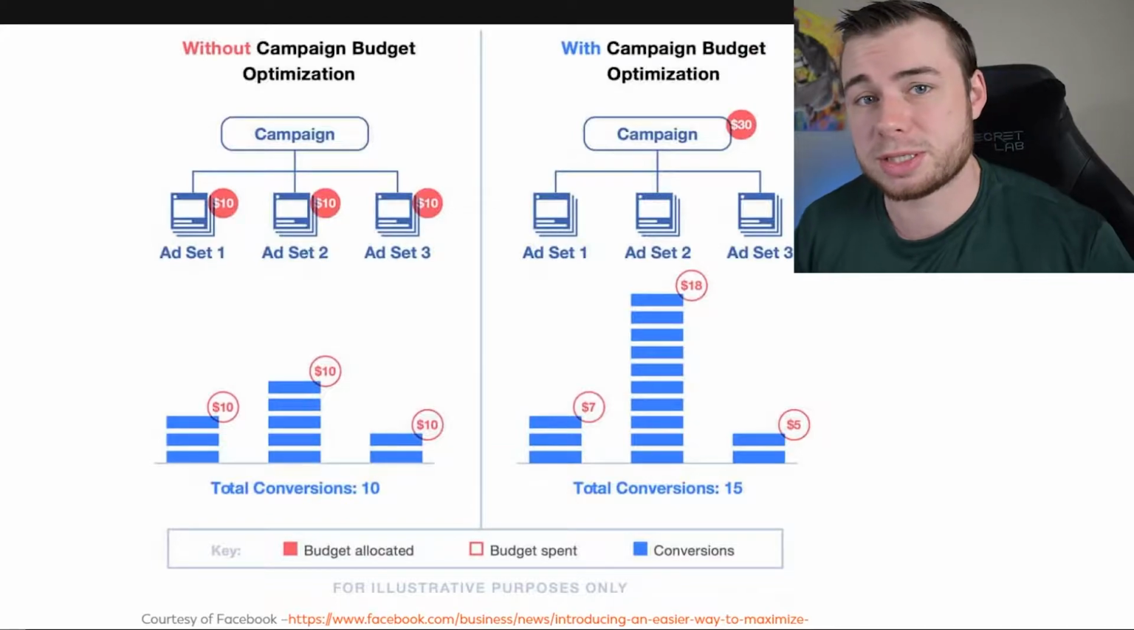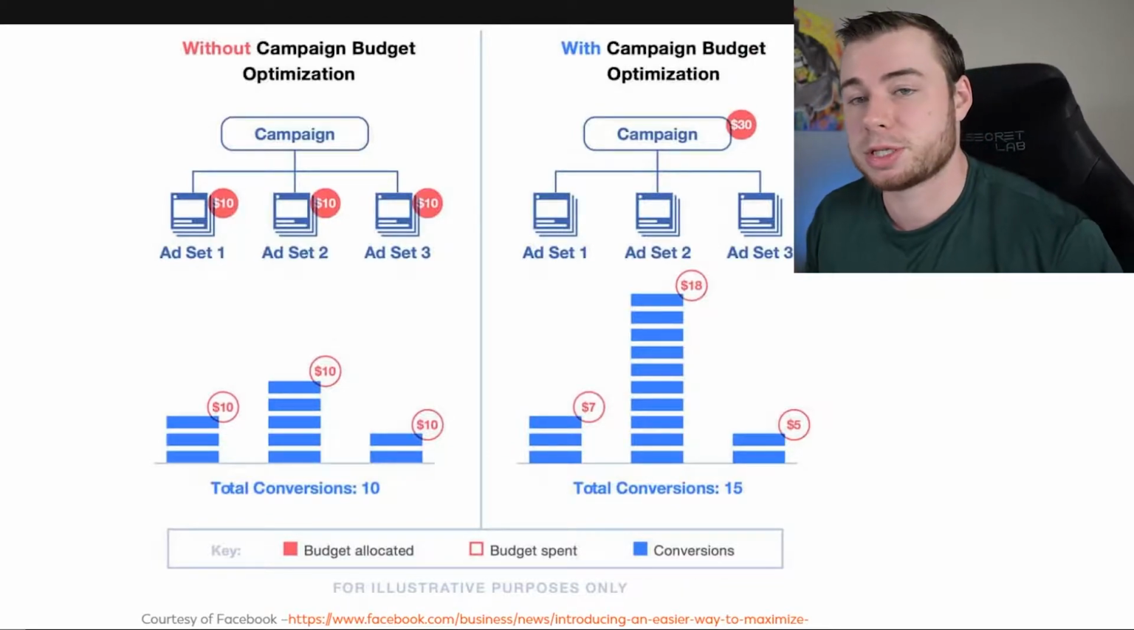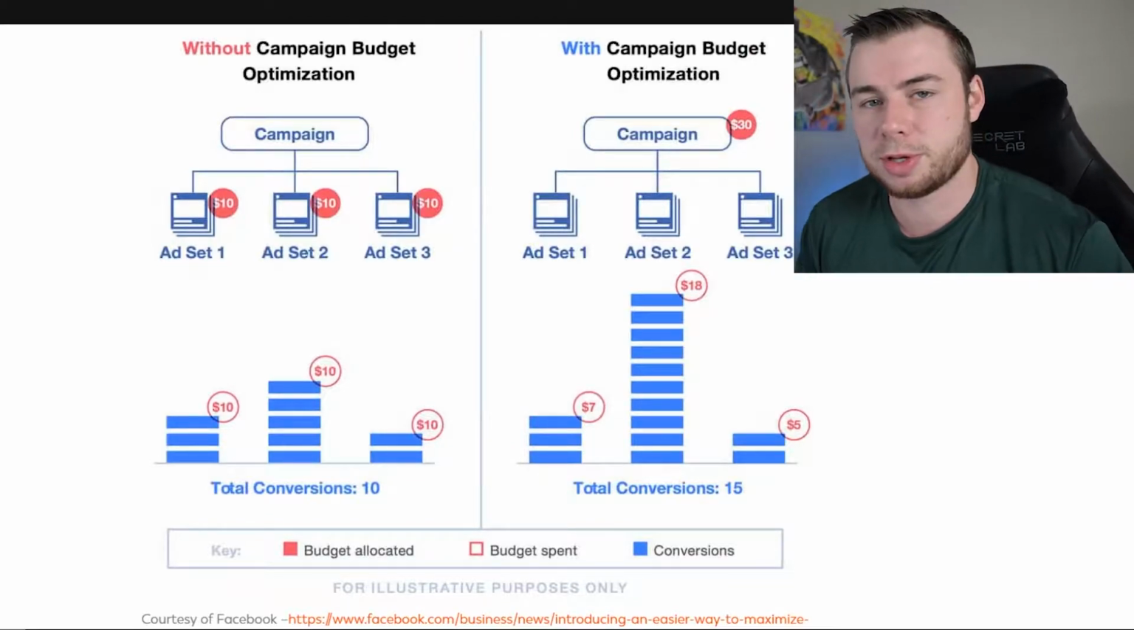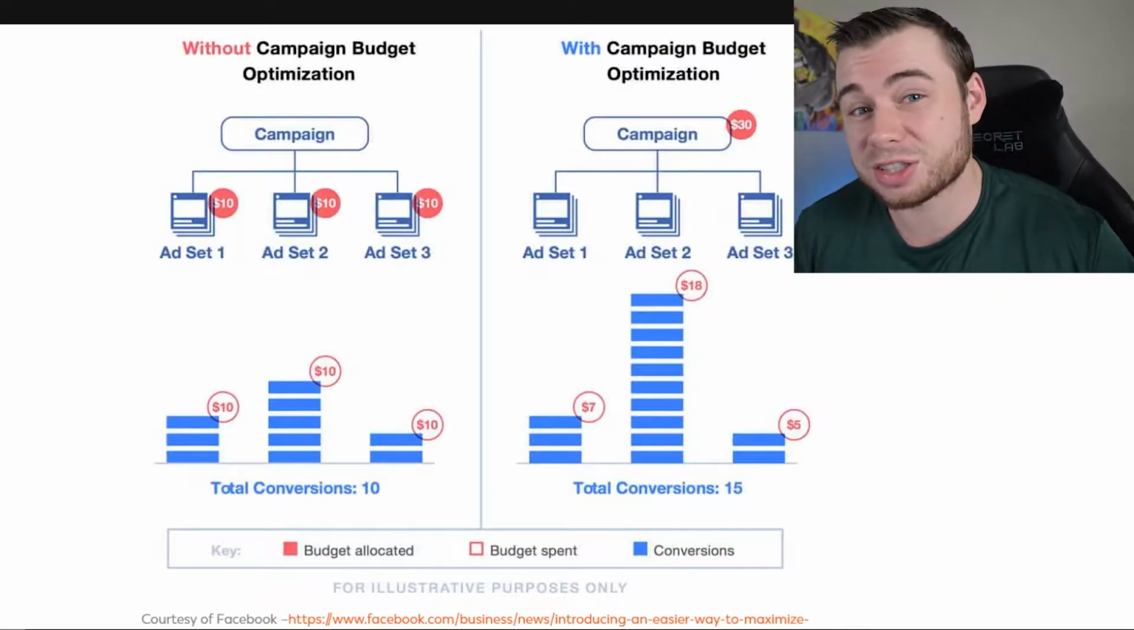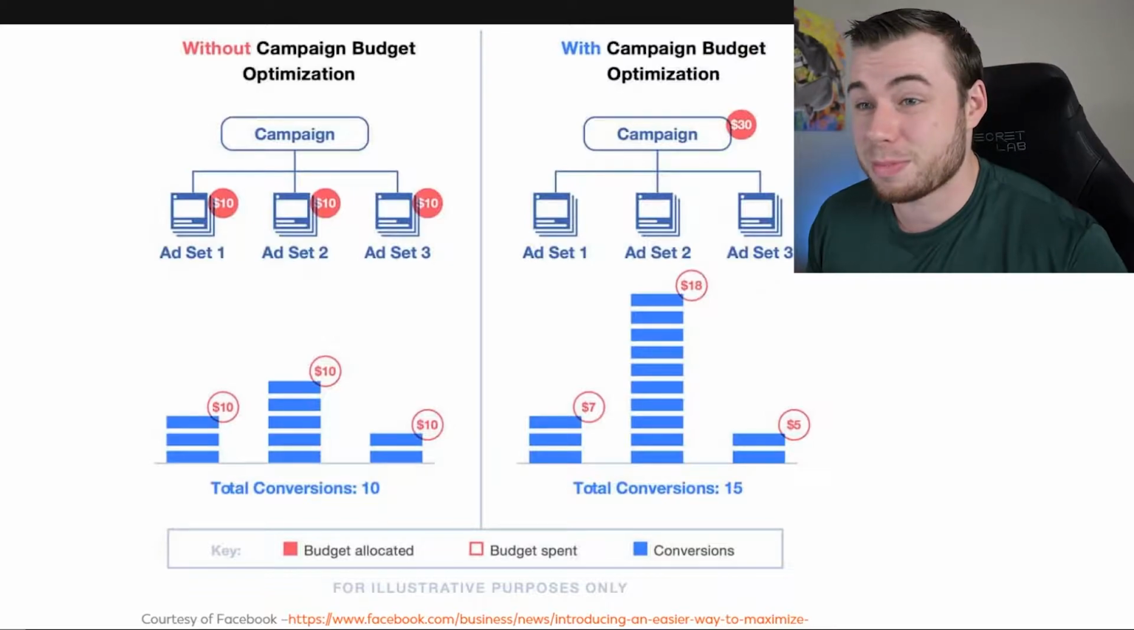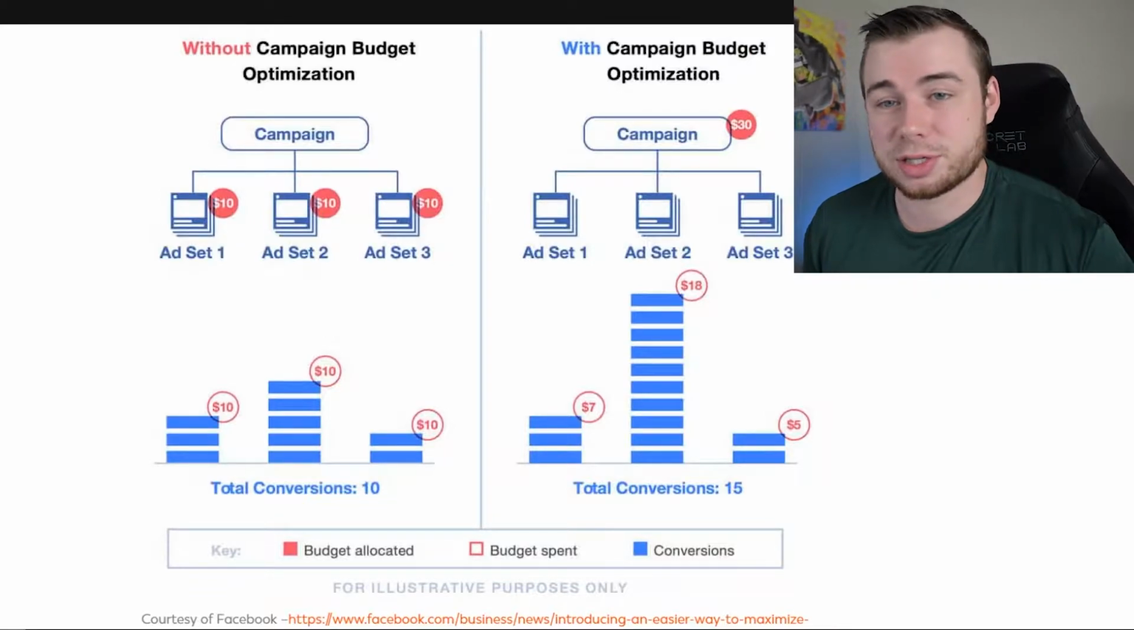Right now, I'm really using CBO's, campaign budget optimization, for scaling. If you don't know what CBO is, CBO stands for campaign budget optimization. There were some rumors a while ago that CBO was going to become mandatory for all Facebook advertisers. That was actually not the case, and now it isn't mandatory, it's optional for all advertisers on the platform.